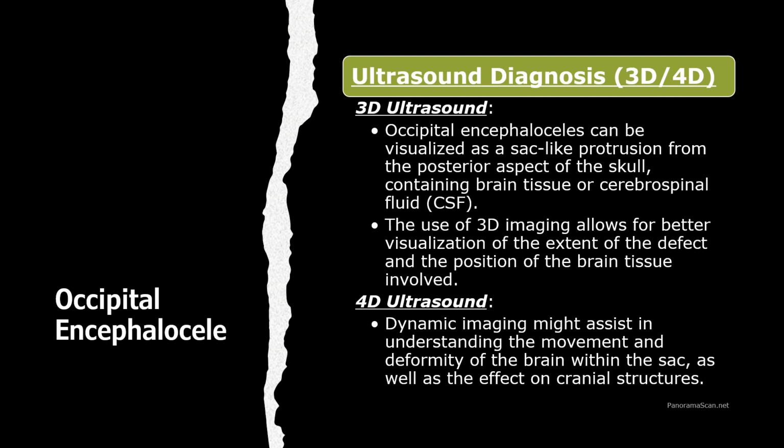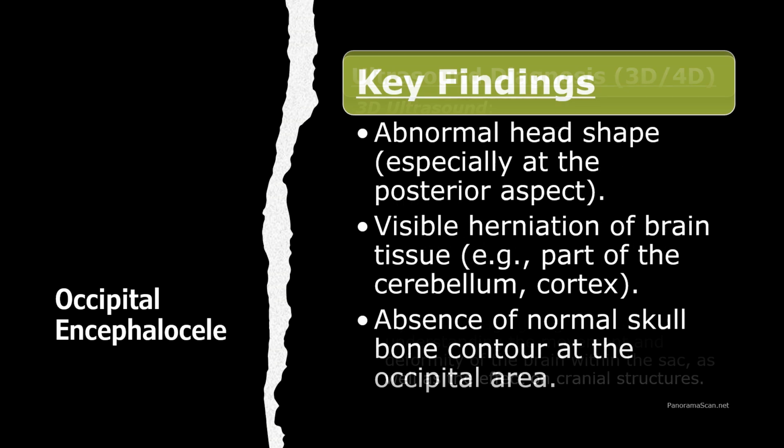Meanwhile, 4D ultrasound introduces the element of dynamic imaging. This enables us to observe the movement and behavior of the brain within the sac in real time. It also provides insights into any deformities and their interaction with adjacent cranial structures. Both together, 3D and 4D ultrasound give us a comprehensive understanding of the anomaly, aiding in accurate diagnosis, prognosis, and planning for intervention when necessary. Now let's explore how these key findings guide clinical management.